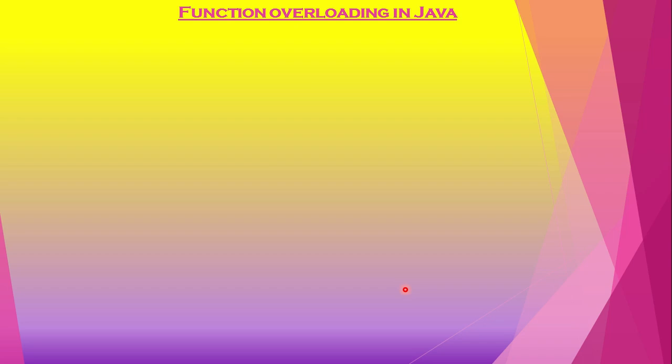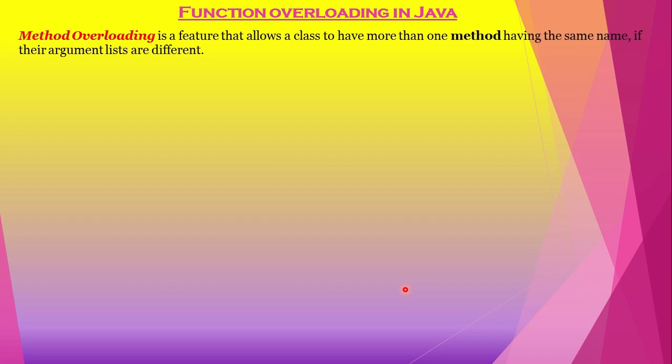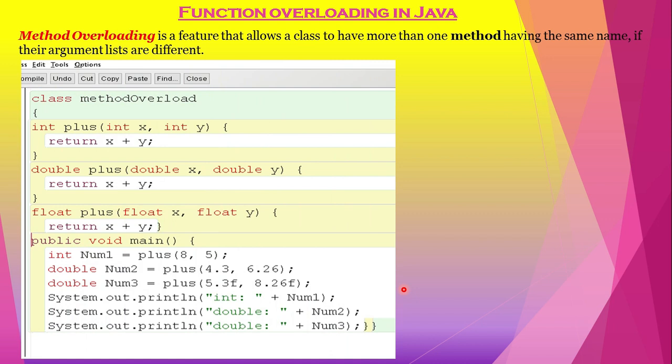Function overloading. This is also another important topic. Overloading is a feature that allows a class to have more than one method having the same name if their argument lists are different. So we can say simply, functions with the same name but with different arguments are known as function overloading. Okay, now let us see this example. This will make you very clear about function overloading.